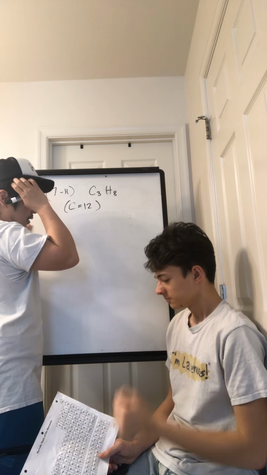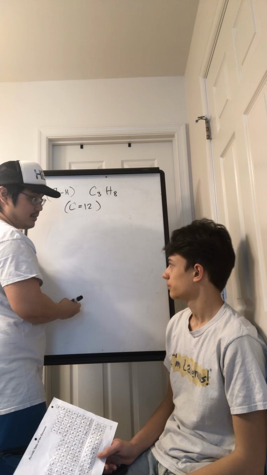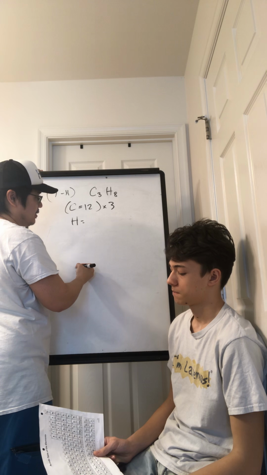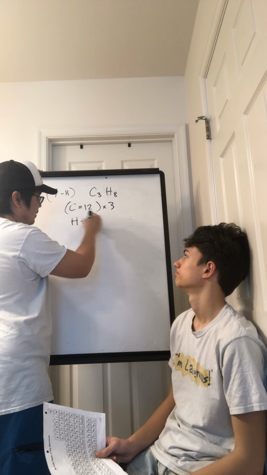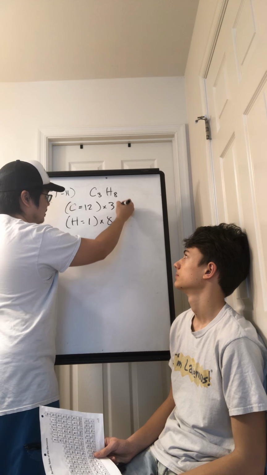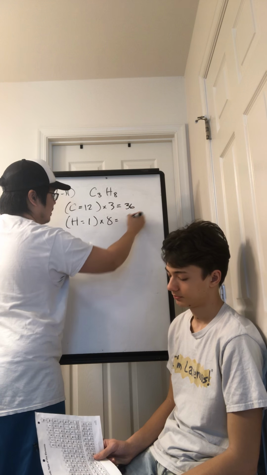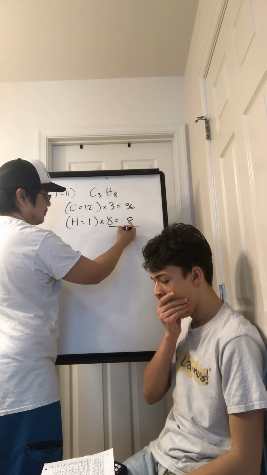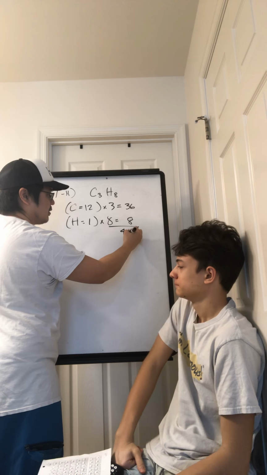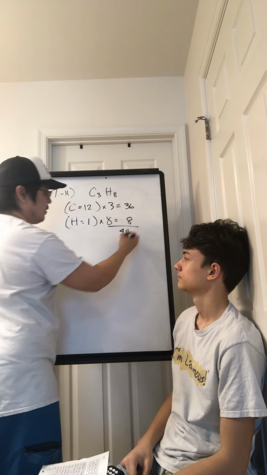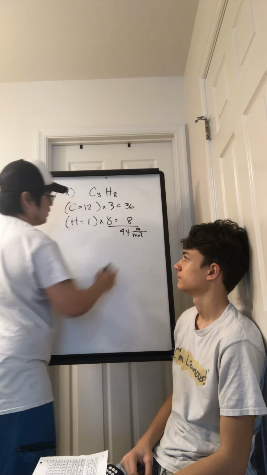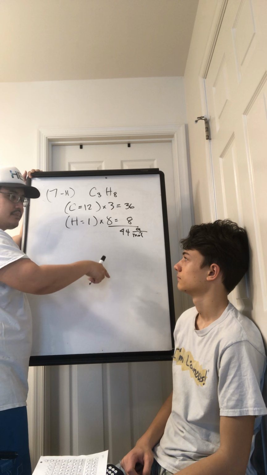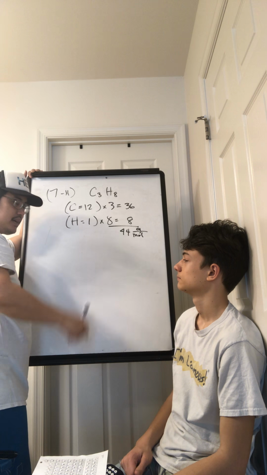And we need to multiply that whole thing by what? Oh, shoot, 3. And hydrogen is what? 1. And we need to multiply that by 8. So over here I have 36, and over here I have 8. 36 plus 8 is equal to 44? Am I right? Yeah, 44 grams per mole. For every 1 mole of C3H8, there's 44 grams. Cool? That's how we do the molar mass thing.